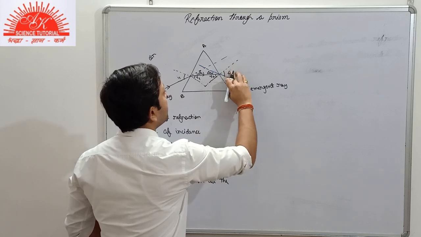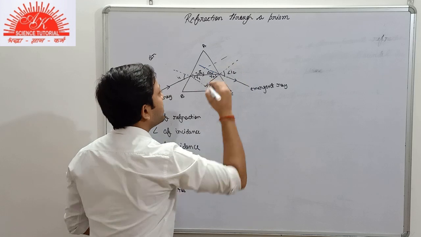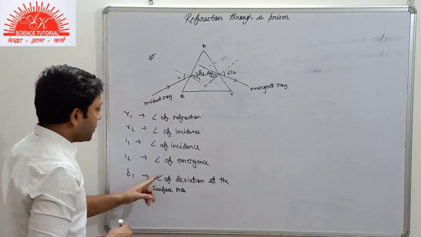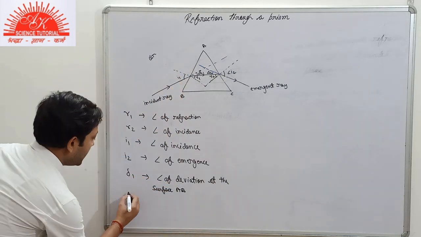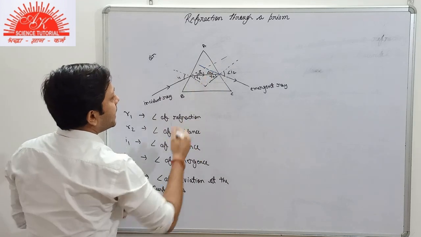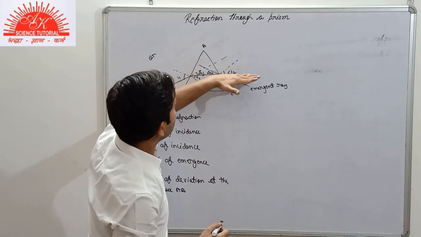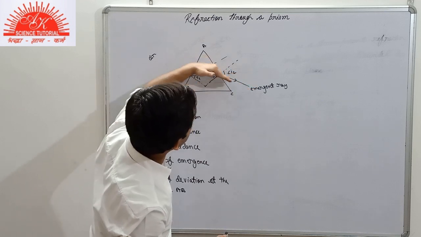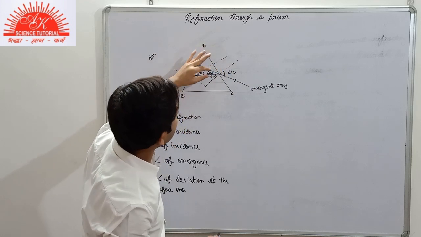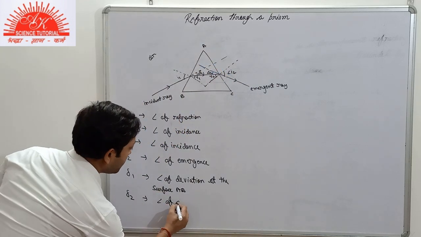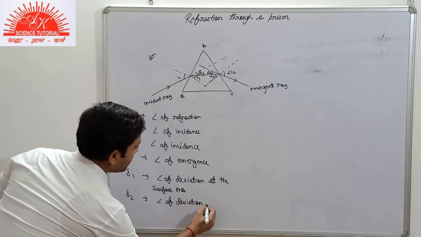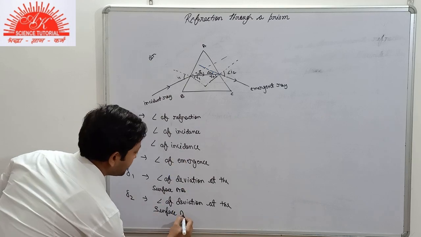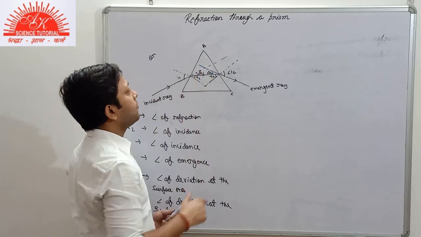This is our angle of emergence, that is I2. Now as you can see here, this is delta 1, that is the angle of deviation at the surface AB. What about delta 2? This should have been the direction of the light ray, but it deviates by this much angle and comes along this path, along this direction. So this is our angle of deviation at the surface AC. So we have two angles of deviation.